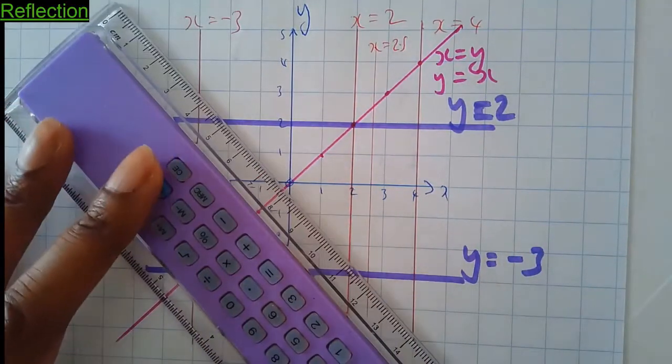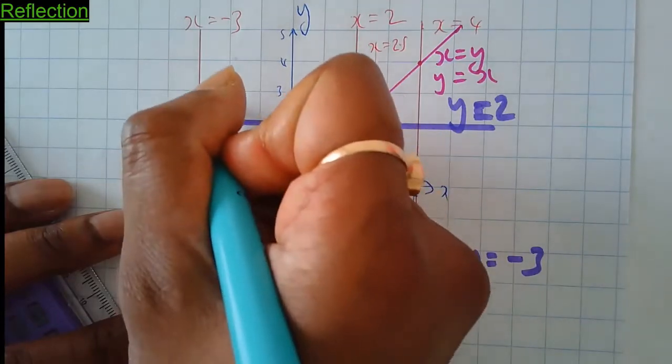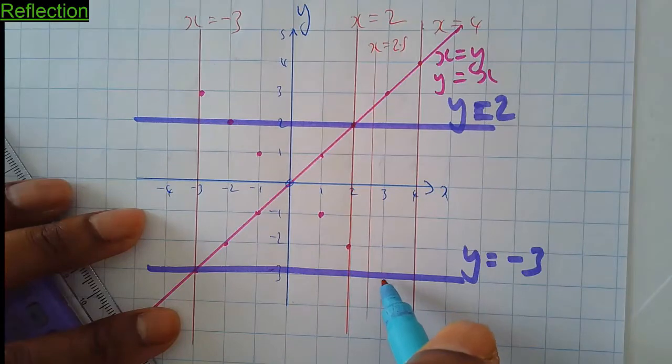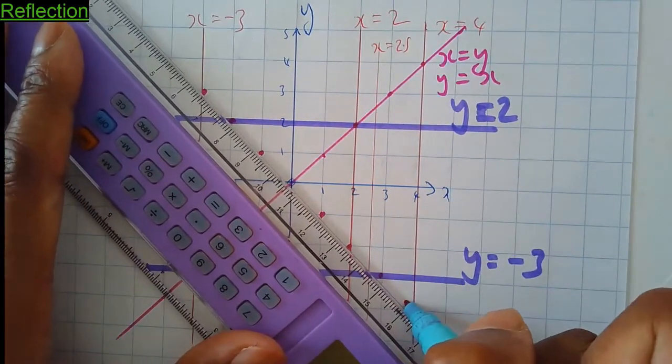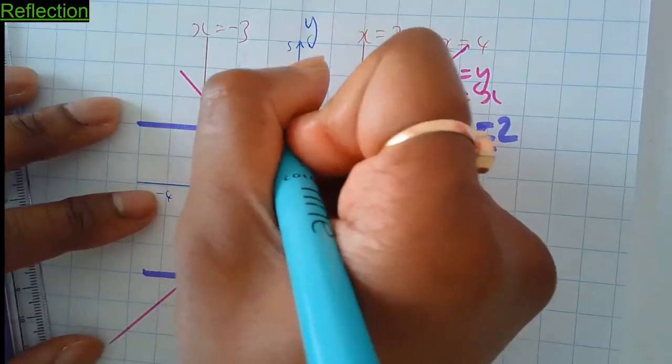And if it's going the other way, you can call that y equals -x.